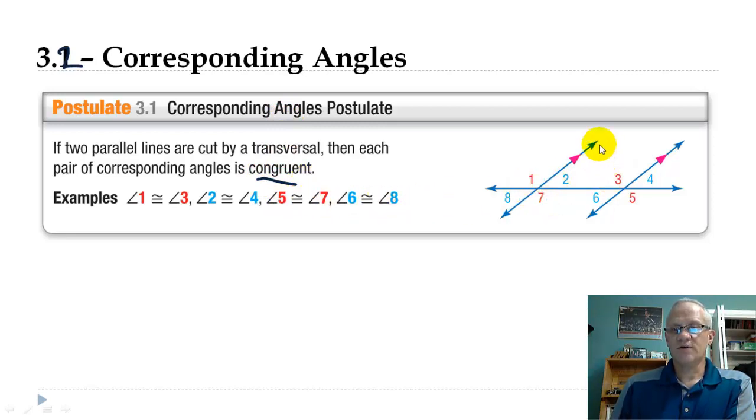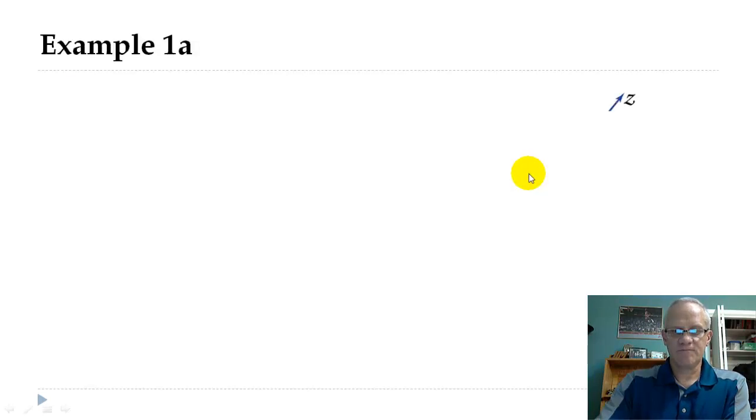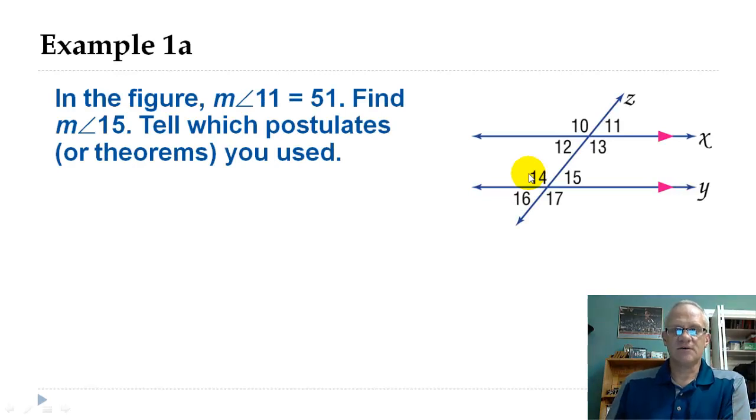Okay, so if we see that these are two parallel lines and we have a line that cuts across them, we know, hey, 1 and 3 are the same. They're congruent. 2 and 4 are the same. They're congruent. 7 and 5, and 6 and 8 are all congruent. So that helps us when we've got a diagram and we know one of the angles, we can figure out the other ones. So let's take a look and see what we can do with this.